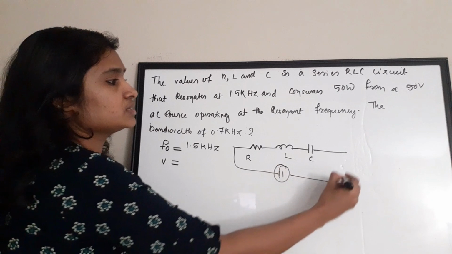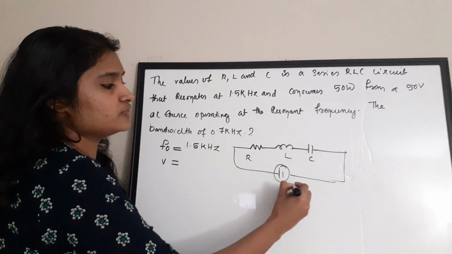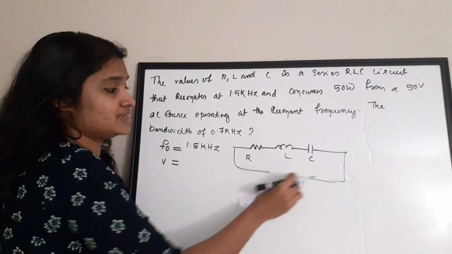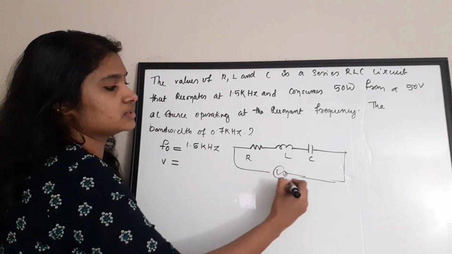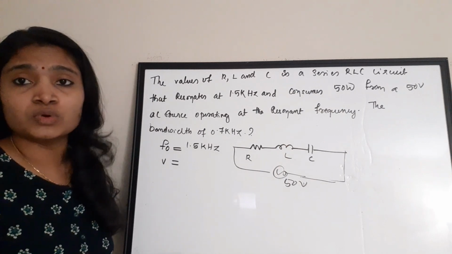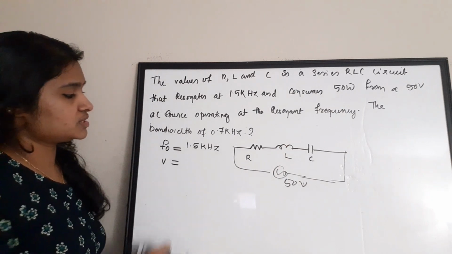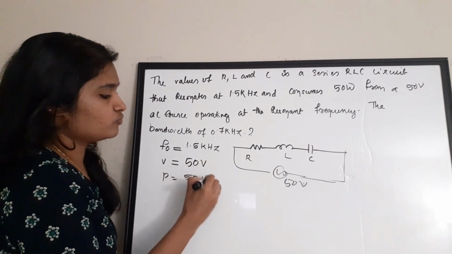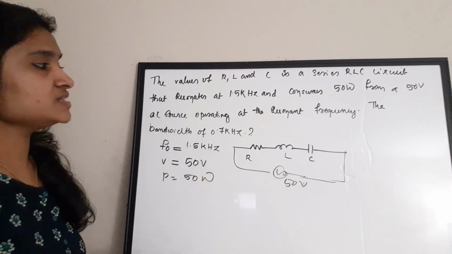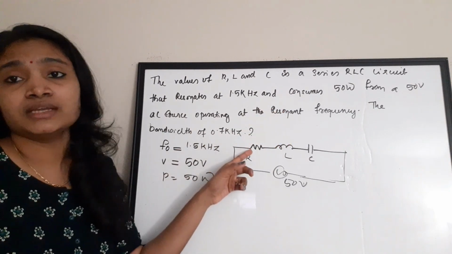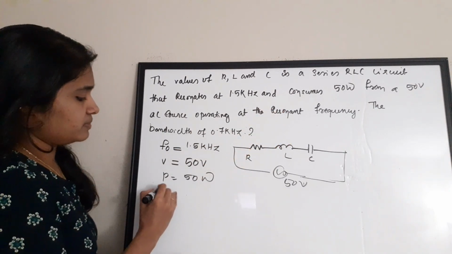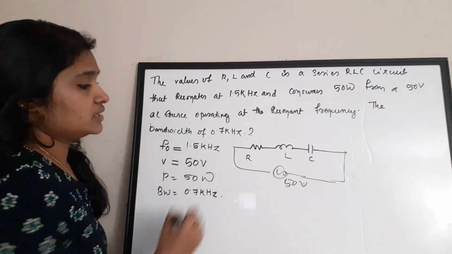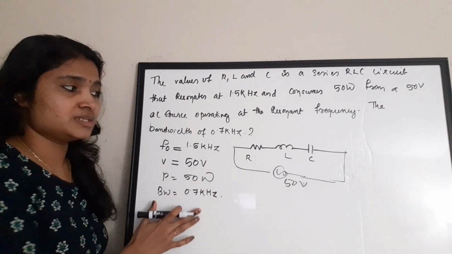So the voltage V, you can draw like this. This is a source. Okay. And it is having 50 volt. It is an AC source. So it consumes power from an AC source. The voltage is 50 volt. The power consumption is 50 watt. Okay. And also it is being given that the bandwidth is 0.7 kilohertz. Okay. So this much of information is being given.